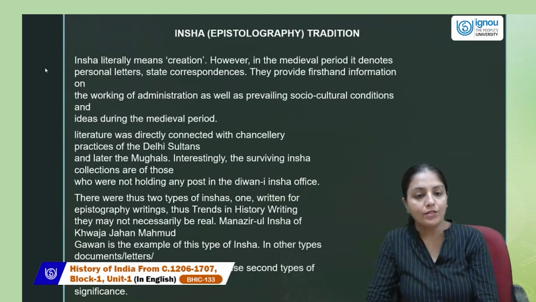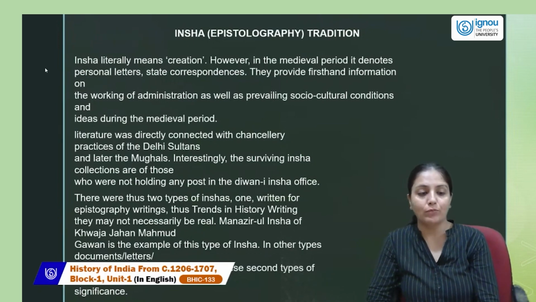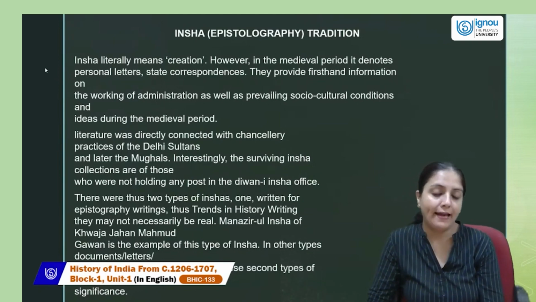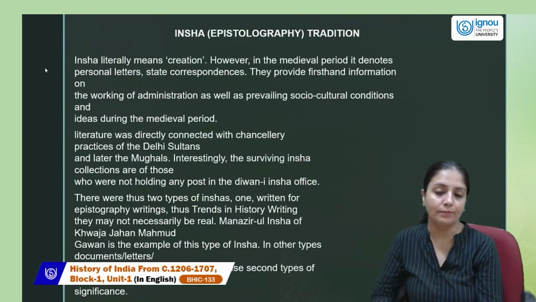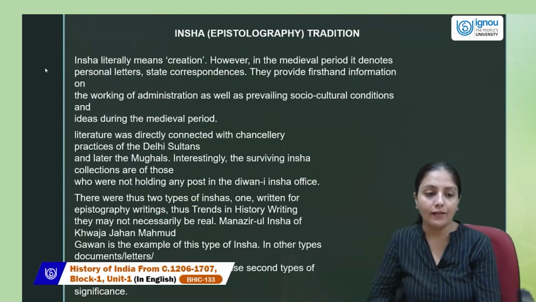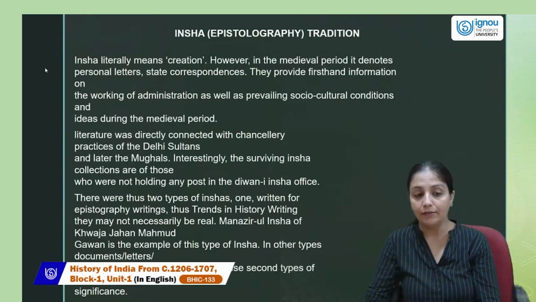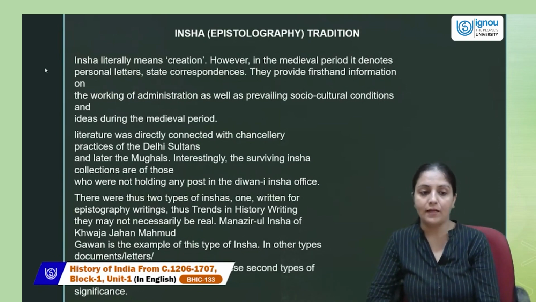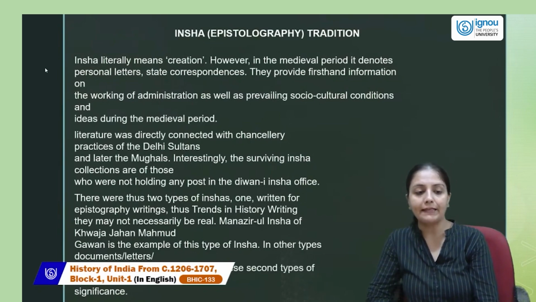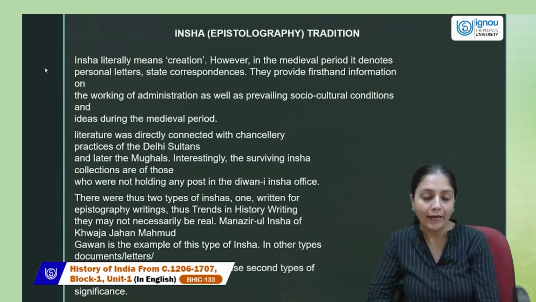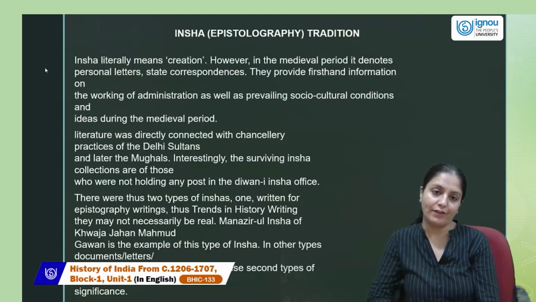Manzil or Insha of Khwaja Jahan Mahmud Gawan is an example of this type of insha. In other words, in the other type, other documents, letters and correspondences are preserved. This second type of insha is of great historical significance for that time.